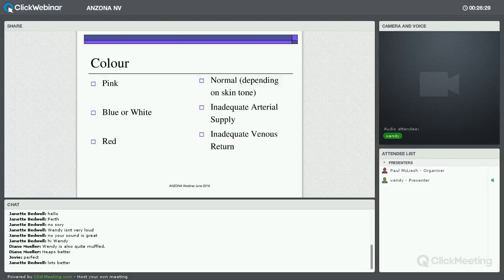When we look at the colour of the limb, again coming back to our baseline of the other limb, that gives us a really good comparison. Whether the skin is pink depends on the skin tone of the patient, because that's not necessarily a good description for all of our patients, but is it normal for their skin tone?